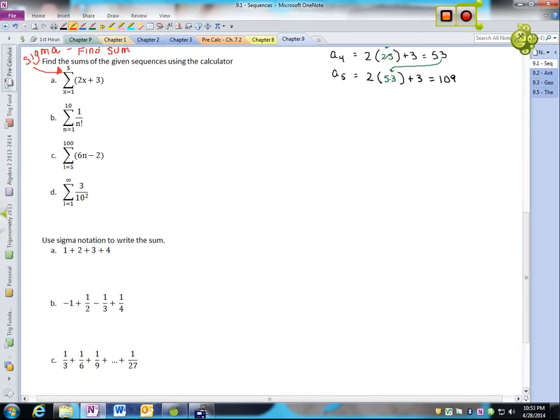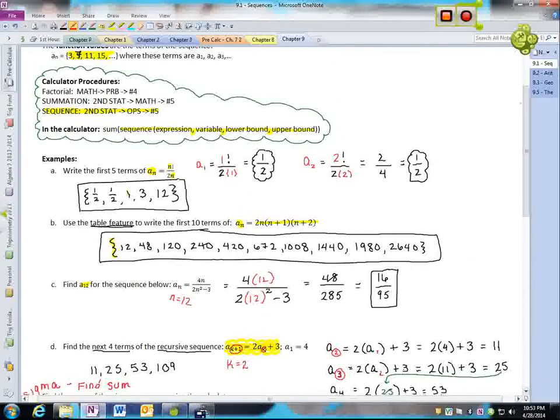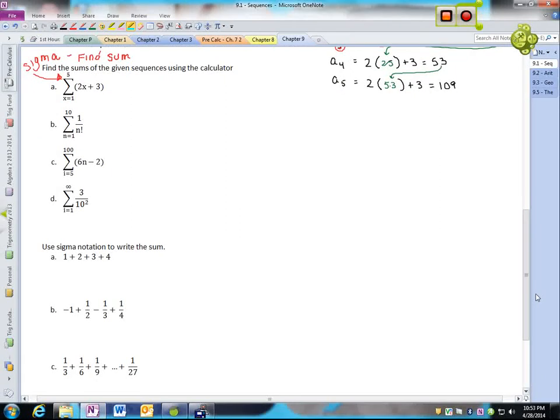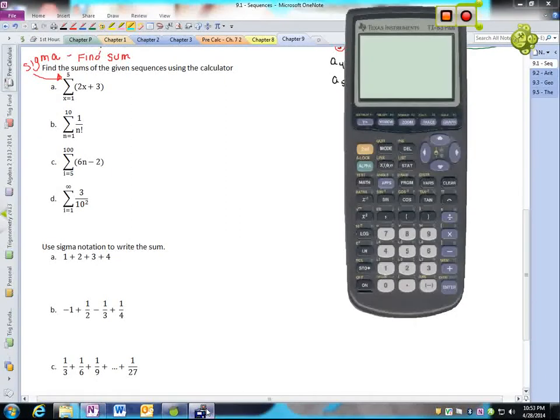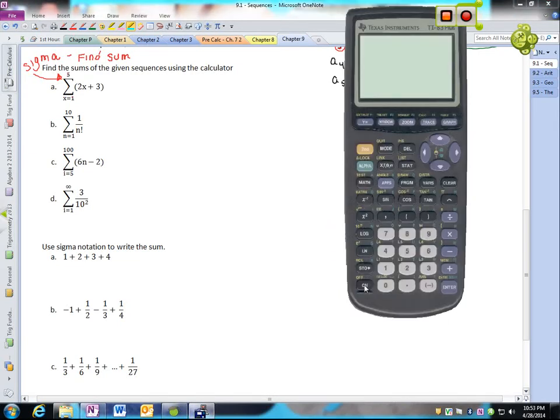Okay, so I can find all 5 of those terms and add them together, or I can use my calculator, and this time I'm going to use the whole formula. I'm going to find the sum of the sequence expression, comma, variable, comma, lower bound, comma, upper bound. So I need to go back to my calculator to be able to calculate this. Turn my calculator back on, because I'm sure it's turned off by now. Notice I want to find sum first. So on my calculator, I need to be able to find stat.